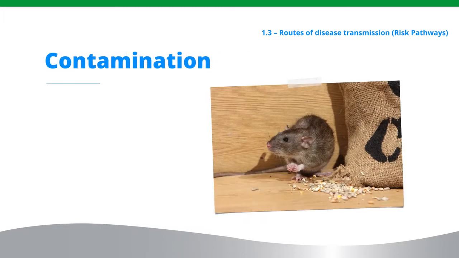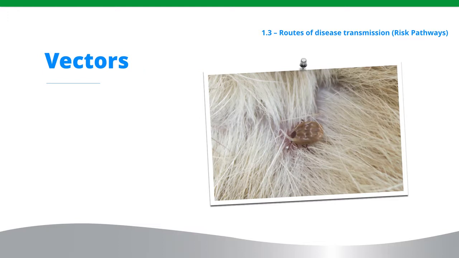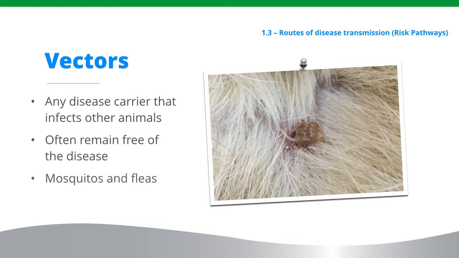Contamination can occur when food or water is fouled by urine. Another possibility is where rodents or other wild animals leave feces on food. This is a distinct possibility from when food is poorly stored, for example in an outbuilding or loose in a tub. A disease vector is any animal or microorganism that carries and transmits an infectious pathogen into another living organism, often without becoming infected themselves. Mosquitoes are perhaps the best known disease vector. Others include ticks, flies, sandflies, and fleas.